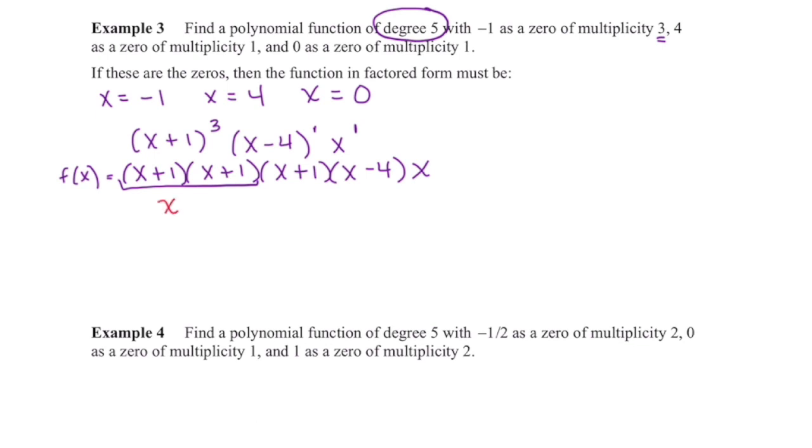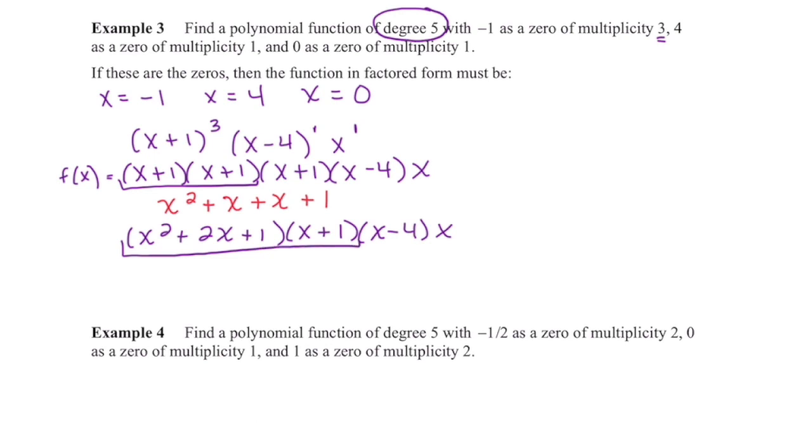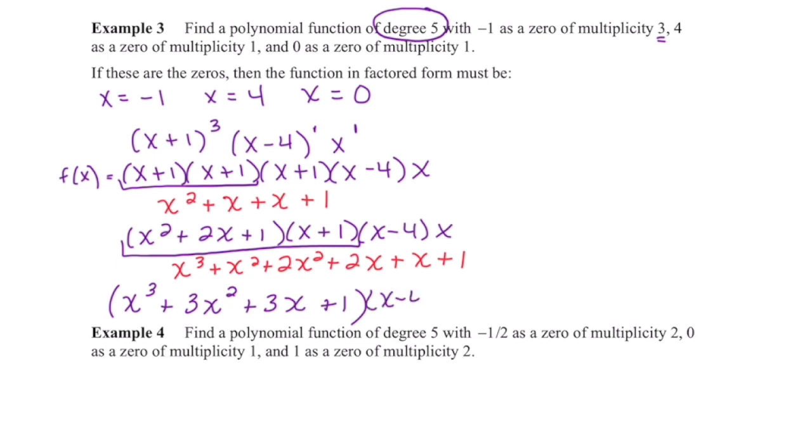Those two values, when we multiply, give x squared plus x plus x plus 1. Combining like terms, I have (x squared plus 2x plus 1) times (x plus 1) times (x minus 4) times x. The next two I'm going to do are the trinomial times the binomial. When we distribute, this gives x cubed plus x squared plus 2x squared plus 2x plus x plus 1. Combining like terms, we have (x cubed plus 3x squared plus 3x plus 1), all times (x minus 4) times x.